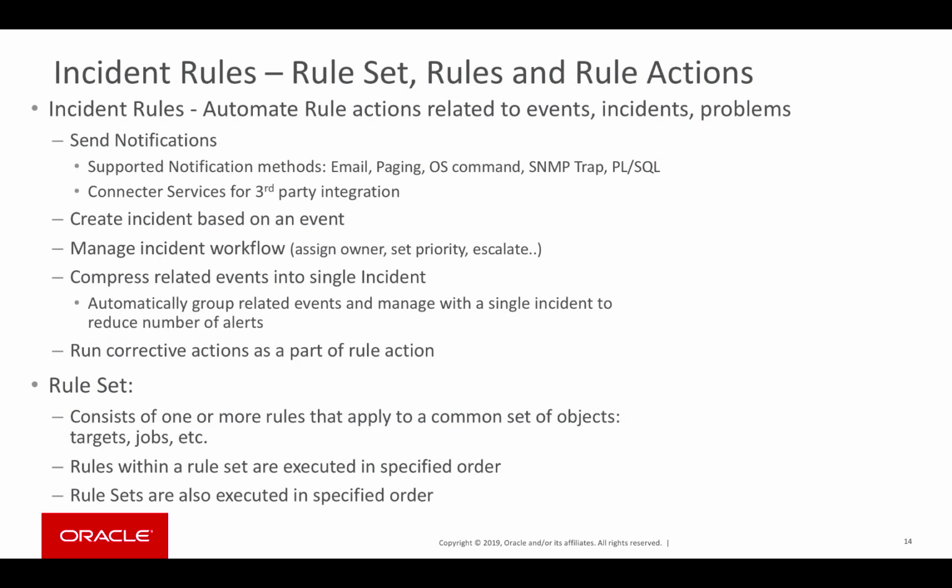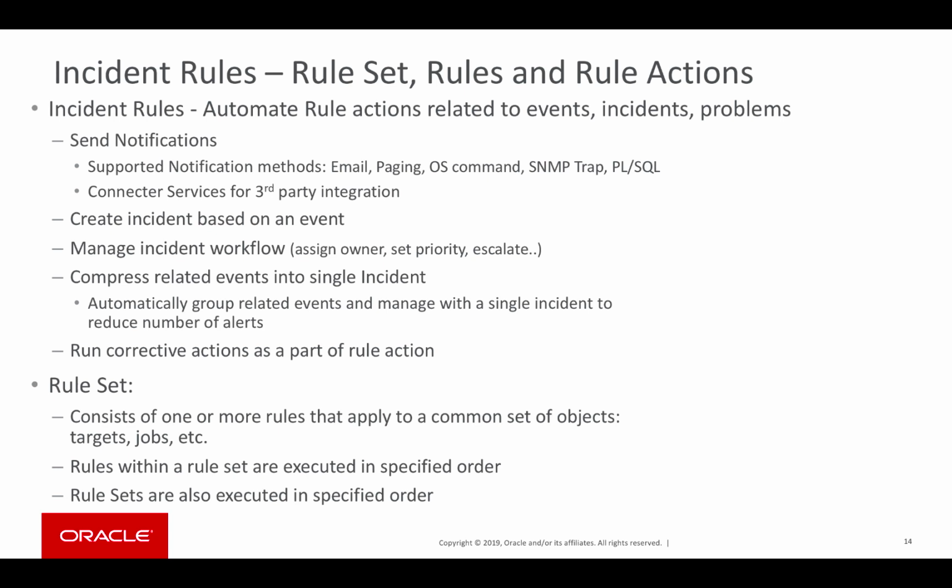So we just talked about corrective actions, which gets triggered upon event is raised. There is another important feature in EM that gets triggered at the time of the event generation, which is the notification. And the notification is controlled in the feature called incident rules. In Enterprise Manager, incident rule automate rule actions, which are related to an event or incident or problem, and the notification is one of the rule actions that incident rule can execute.